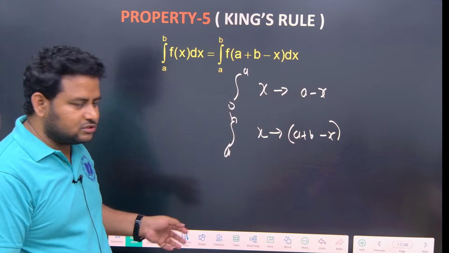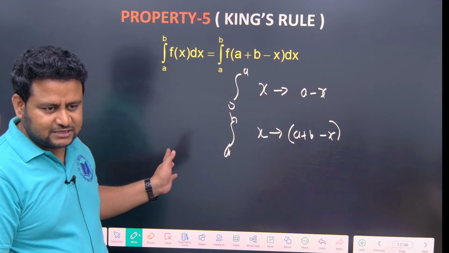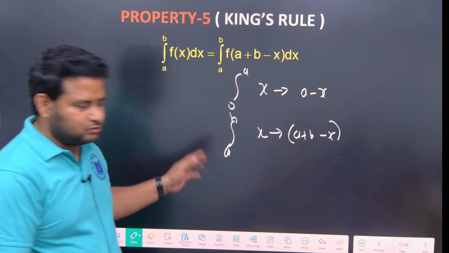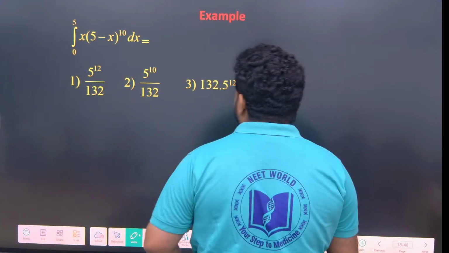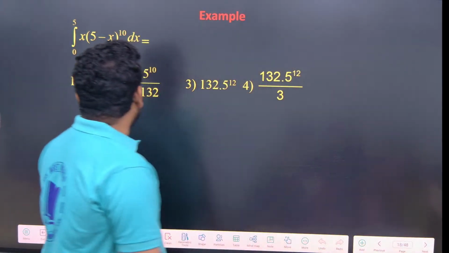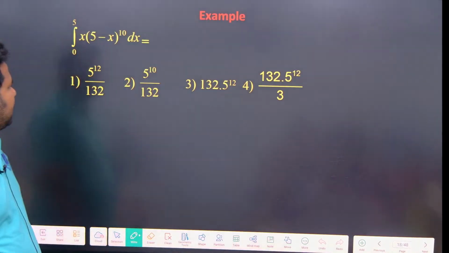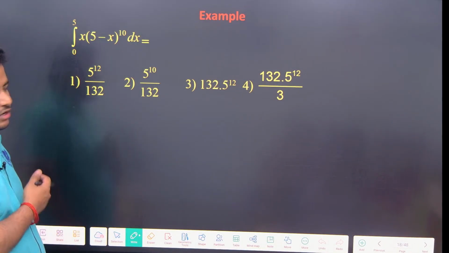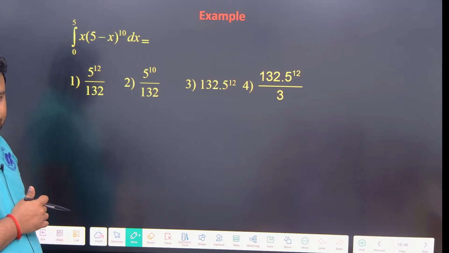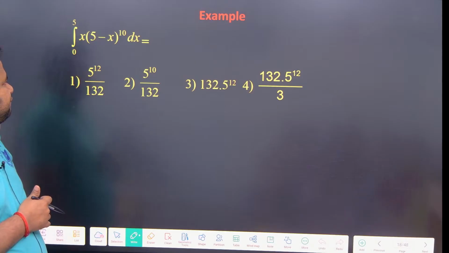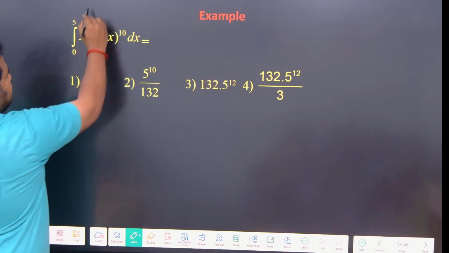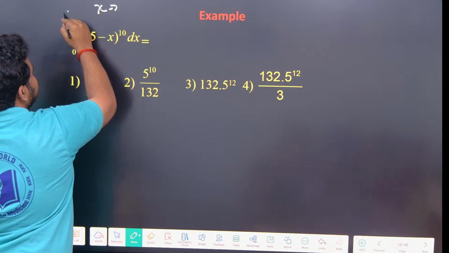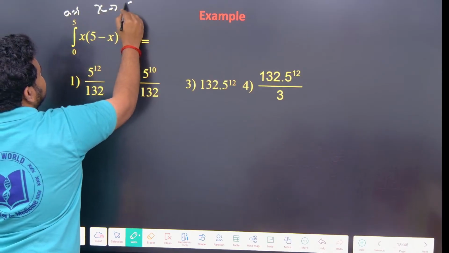Now, based on King's rule, let us solve one example question. Understood? Now, they have given the integral of 0 to 5, x into 5 minus x to the power of 10 dx. Normally, if you try to solve this, it will take a lot of time and it is difficult. But if you use the King's rule, it is easy to solve. Wherever x is there, I should write 5 minus x, since a is 5 here.